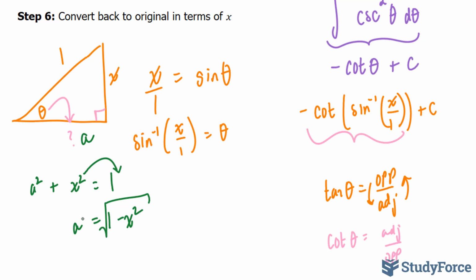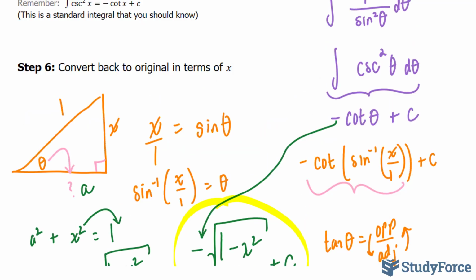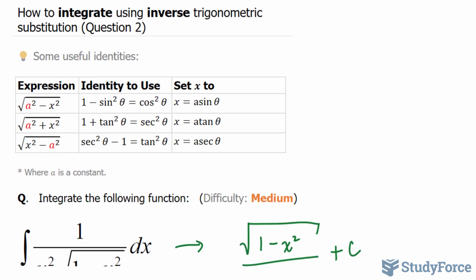Therefore, our final answer will be this square root of 1 minus x squared, over the opposite, which happens to be, in our case for this reference angle, x, plus c, and of course, the negative coming from here. So what I'll highlight here is the final answer, the integral for this function. And there you have it. That is how to integrate using inverse trigonometric substitution. Make sure you watch question 3 where we tackle an even more difficult problem than the one presented here.